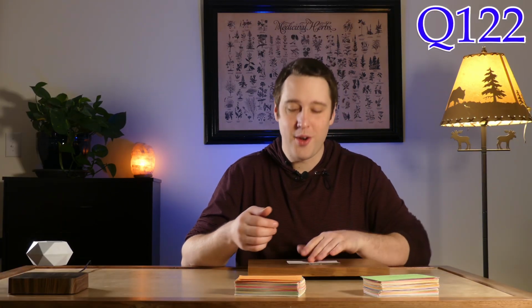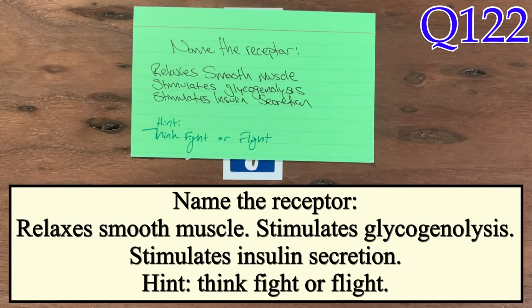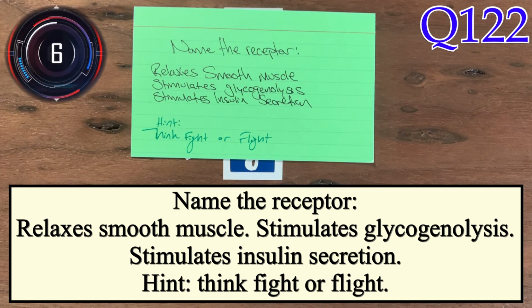Moving on to question 122. Name the receptor. It relaxes smooth muscle, stimulates glycogenolysis, and stimulates insulin secretion. Hint: think fight or flight.